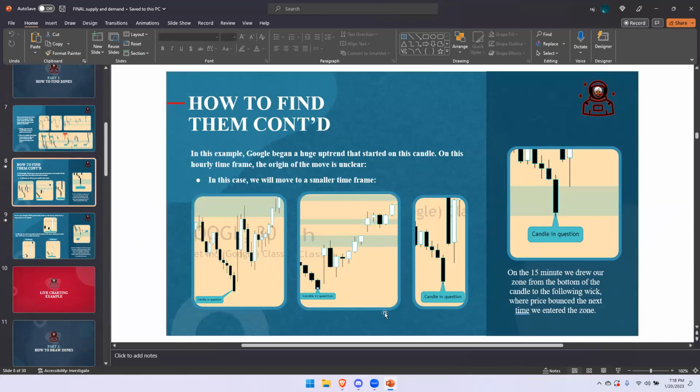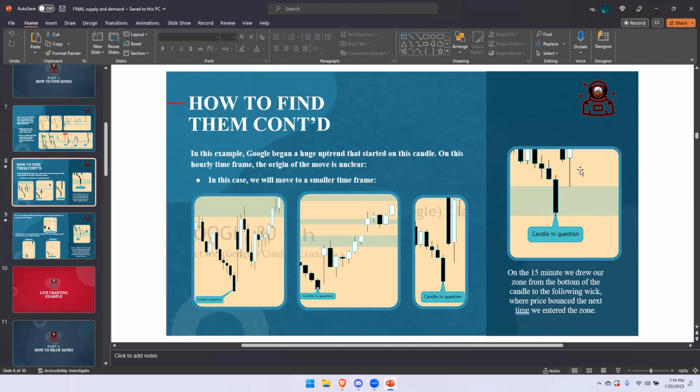So this huge uptrend started on the 1 hour, right? I want to draw this on the 1 hour, but I couldn't find the origin of the move. If you drew your zone on that 1 hour candlestick, this one on the left here, it wouldn't make sense. It would be super little. So I went down to the 30-minute and it still didn't really make sense. So I went to the 15-minute, and this is when it kind of made sense.